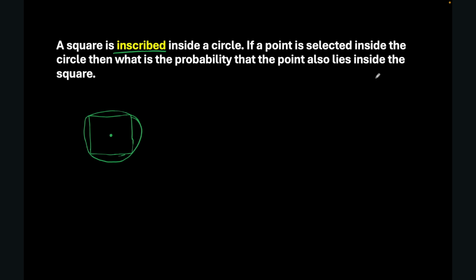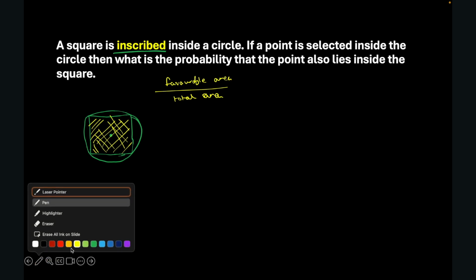Now, if the point is selected inside the circle, then what is the probability that the point also lies inside the square? Okay, so we're told that a point is selected anywhere in the circle, and now we have to find the probability of it being in the square as well. Well, remember what I showed in the last slide. It was just favorable area by total area. Okay, let's break it down. We really don't need any numbers. We can work with variables in this case.